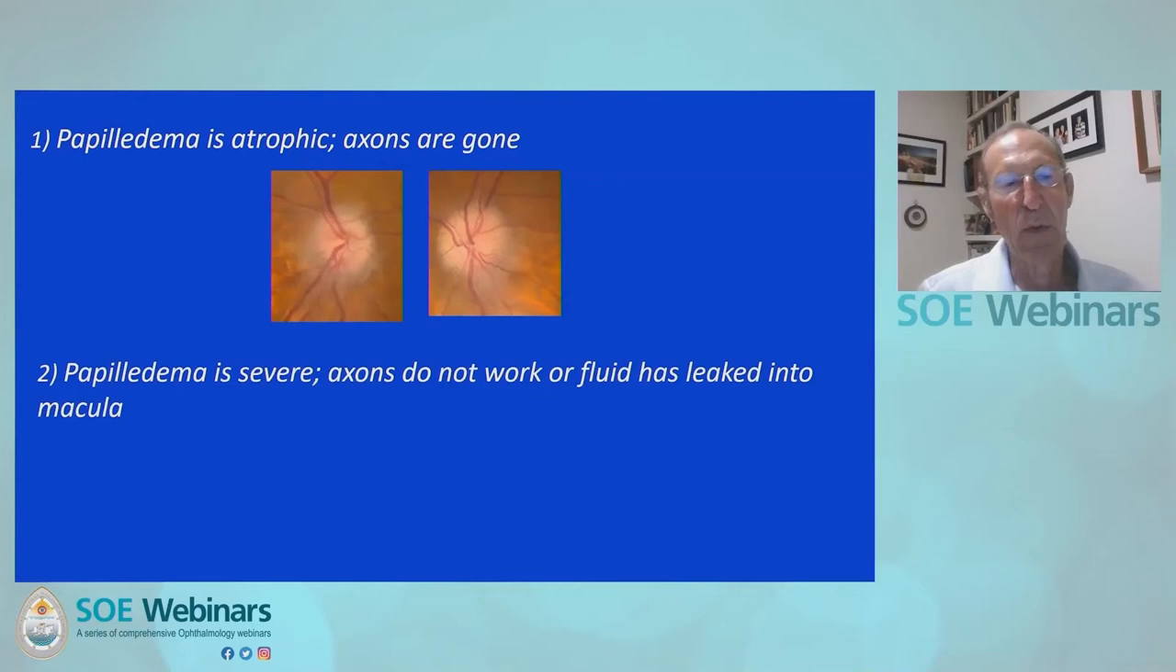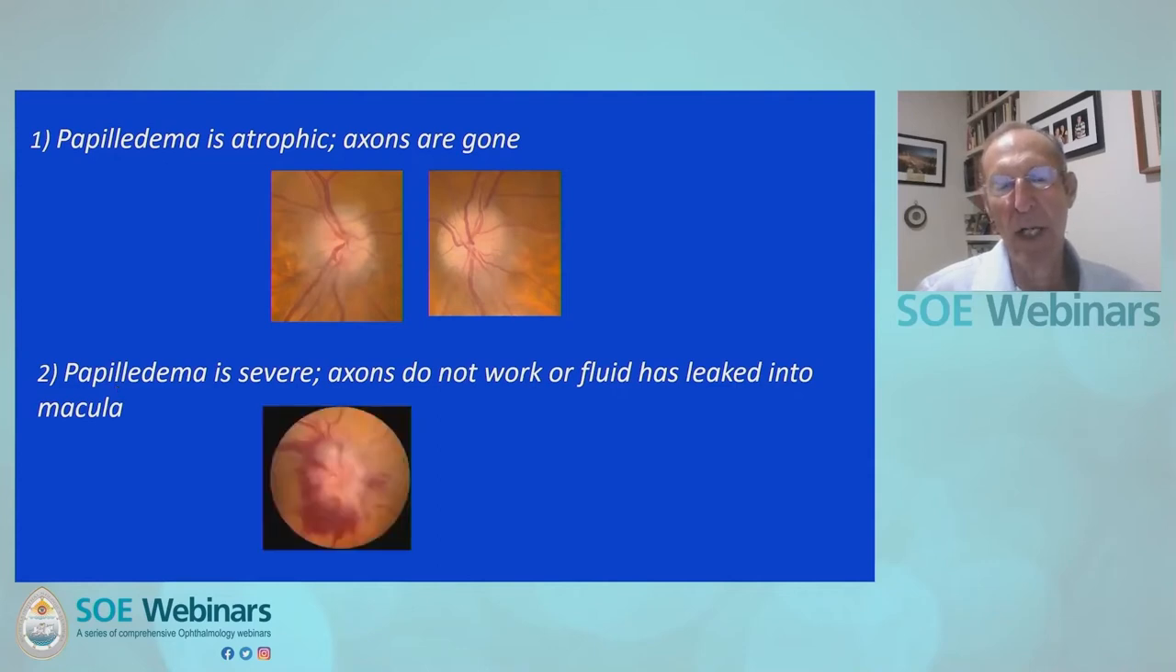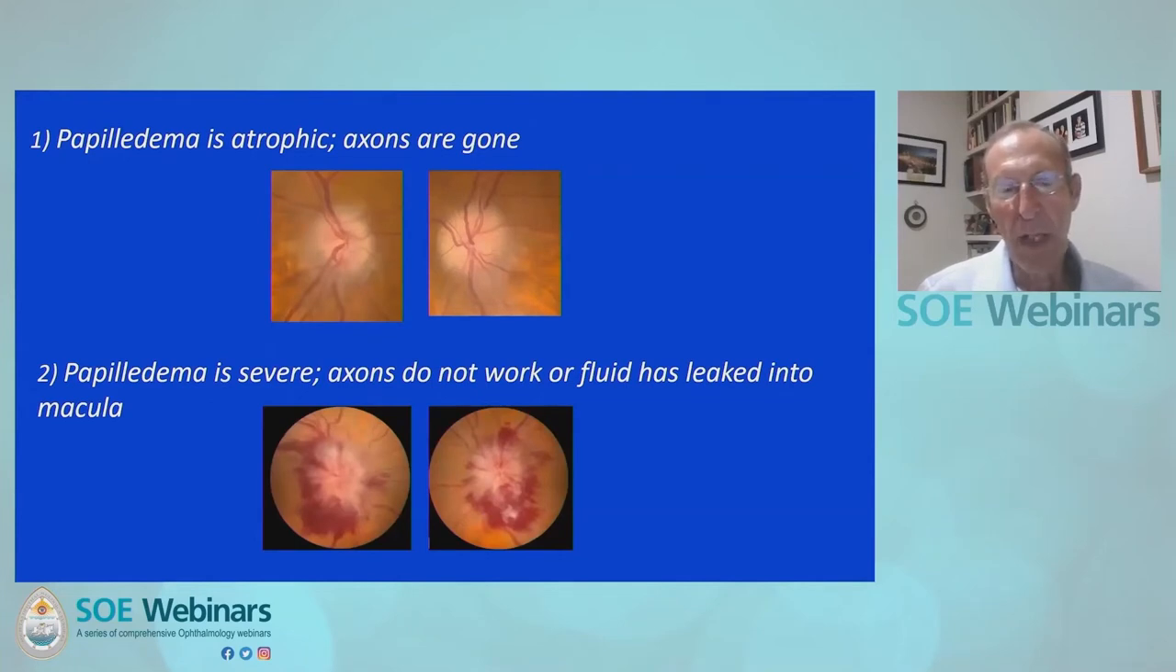All right, the second feature is that papilledema, when it is very severe, can cause vision loss, either because the axons are still present but no longer working, or because fluid has leaked from the optic disc into the macula, and that causes a disturbance of vision. So those are the two things to keep in mind when you are trying to distinguish papilledema as the cause of acquired optic disc elevation. And here is a picture of that kind of very horrid papilledema that can give rise to a retinal cause of vision loss, or where the axons have been so badly damaged that the vision is no longer preserved.